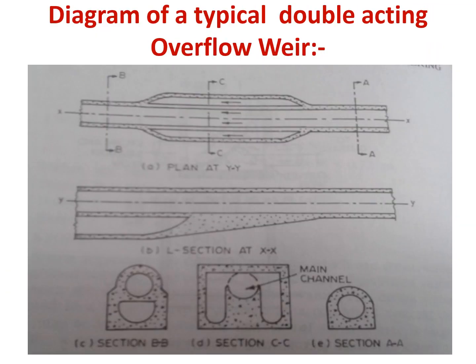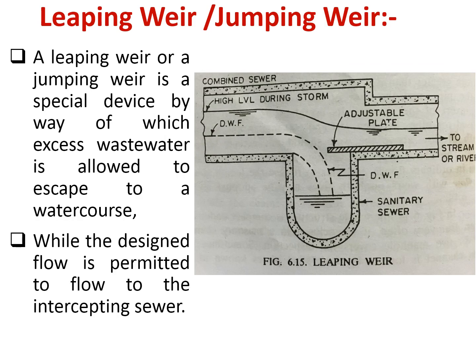Now this is the diagram of the double acting overflow weir. Here you can see it is a half circle kind of thing. From both ways it will overflow in two different directions. That's why it is called a double acting overflow weir.